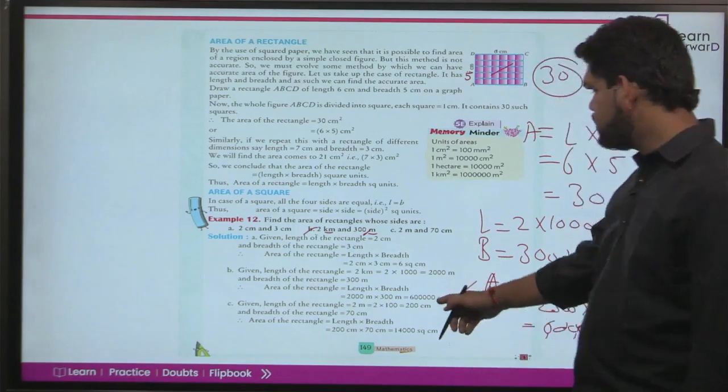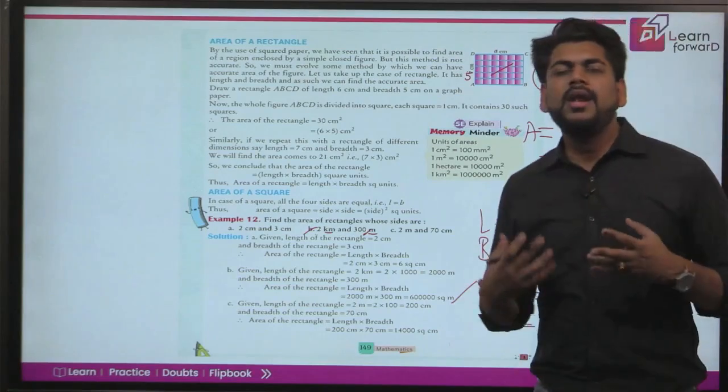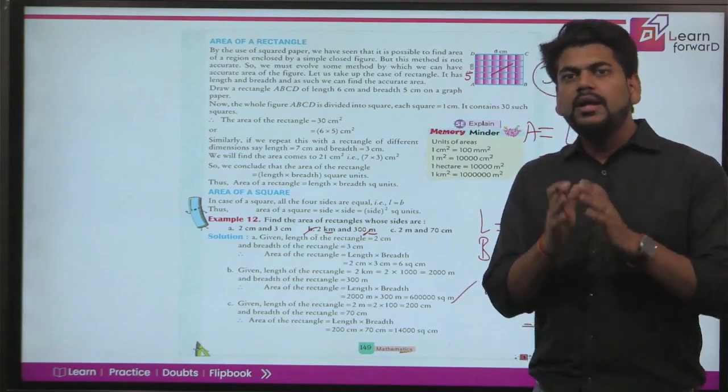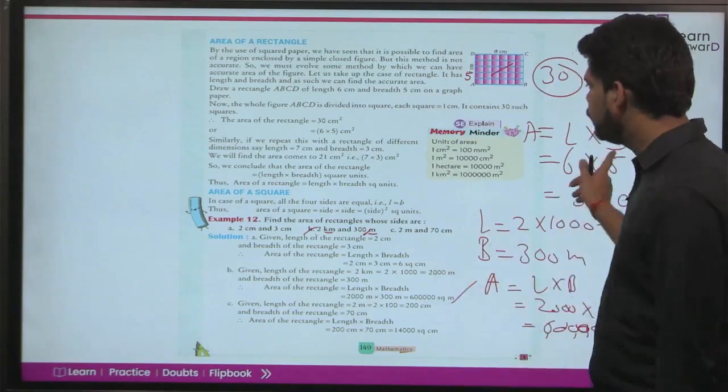6 lakh meter square. Fine. First, you need to convert the length and breadth into the same unit. Then you can apply the formula and calculate the perimeter or area, whatever you want to.